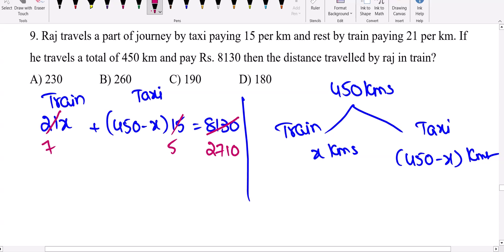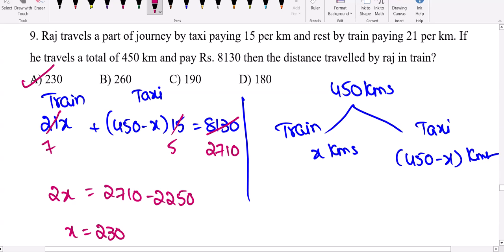Now 7x minus 5x is 2x. Here 450 into 5 is nothing but 2250, which you move across. I hope you got the x value. 230 is the x value: 460 divided by 2 is 230. This is equation solving. Time and distance is a concept, but here it is not purely that time is distance by speed, nothing like that. It's almost like equation solving, we can say.